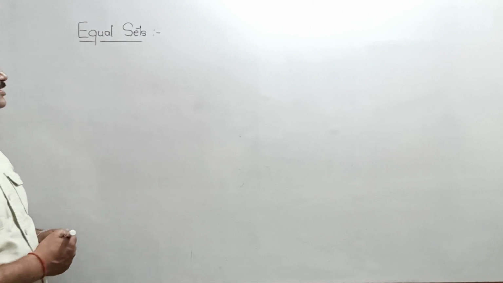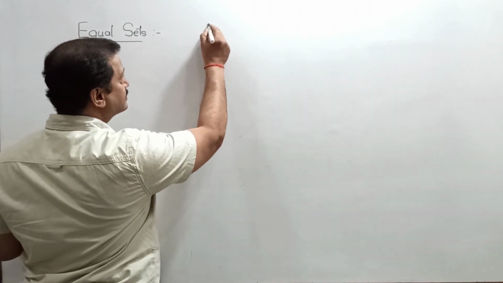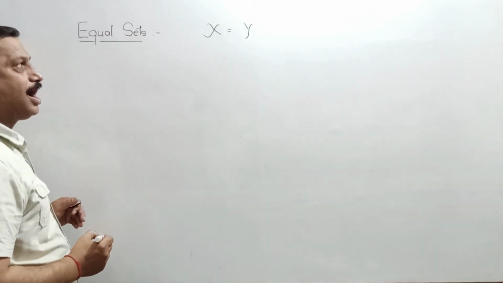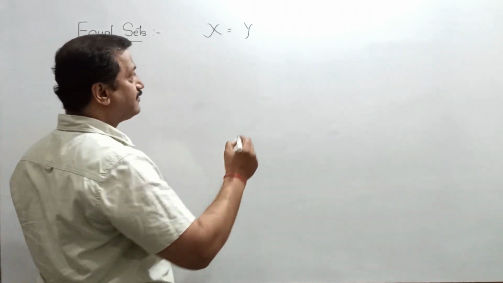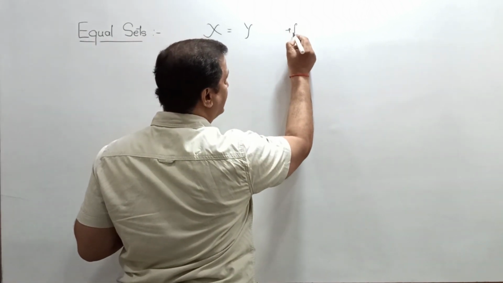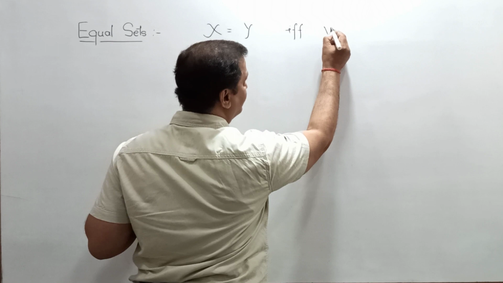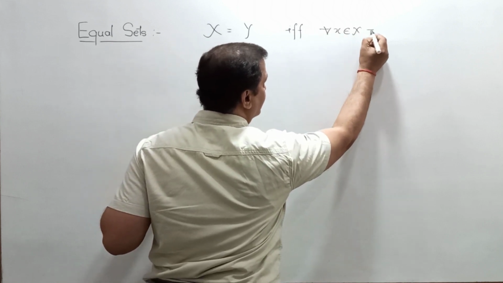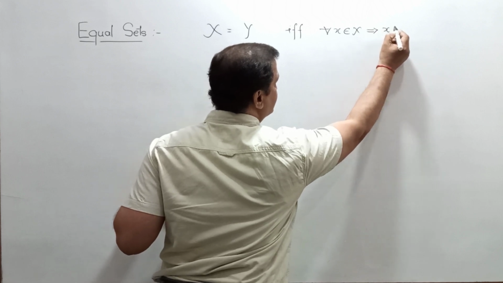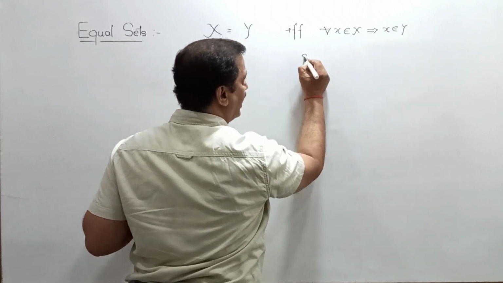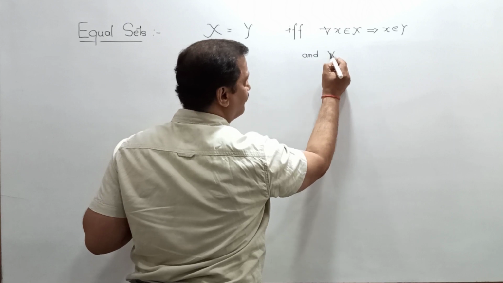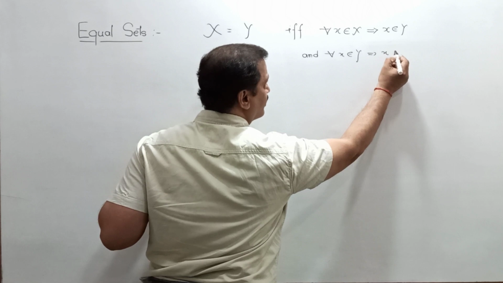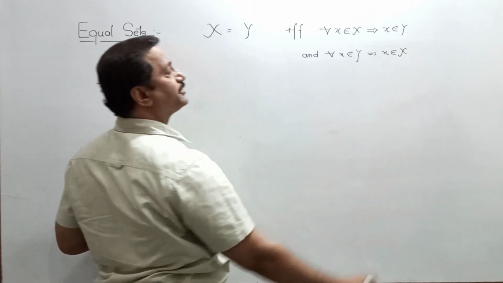Equal sets. Two sets X and Y are said to be equal if and only if every element of first set is in second set and every element of second set is in first set.